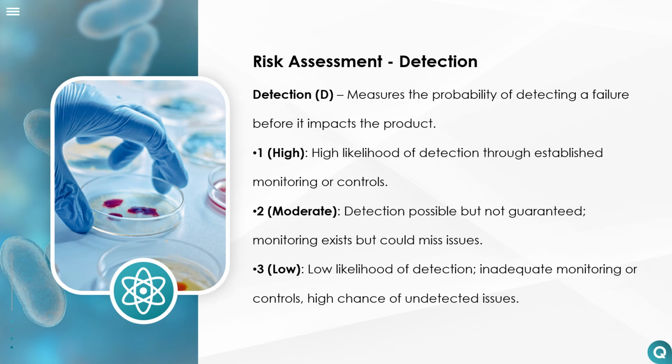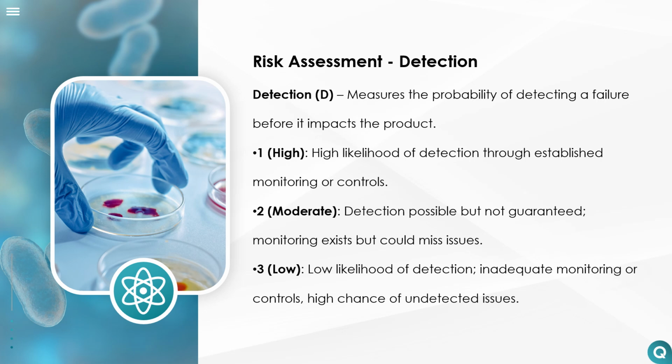A score of 2 aligns with moderate detection. Here detection is possible but not guaranteed. We have some monitoring in place, but it might miss certain issues. Think of this as having a safety net with a few holes. It can catch most problems, but there is a risk that something could slip through.